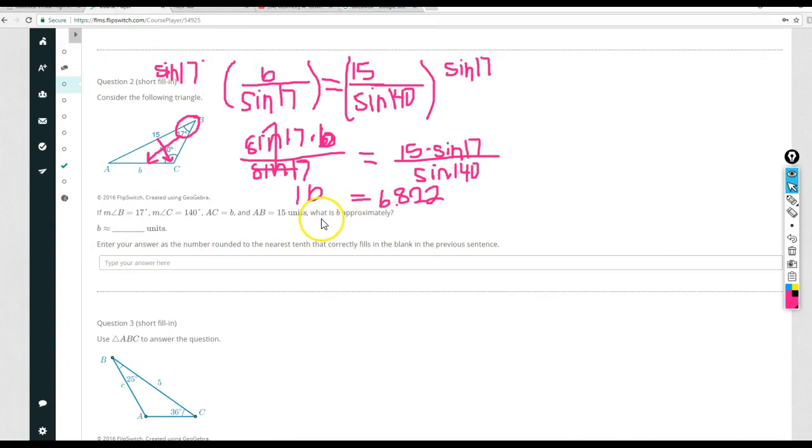So approximately, we need to round it to the nearest tenth. So I'm going to ask myself, is 82 closer to 80 or closer to 90? And that is closer to 80. So we're going to have approximately 6.80, which is 6.8. So then we have 6.8 right there. Units.